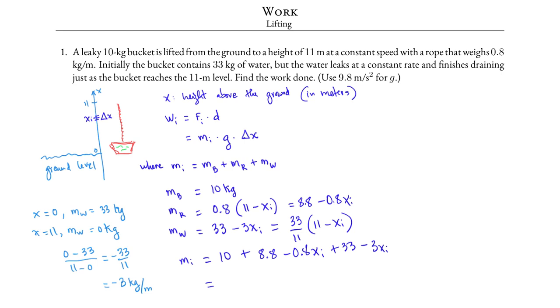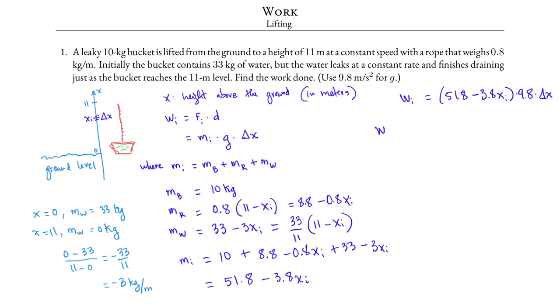10 plus 8.8 plus 33 is 51.8, minus 0.8 xi minus 3 xi is minus 3.8 xi. The work at the xi level is 51.8 minus 3.8 xi times the gravity, which is 9.8, times the distance, delta x.